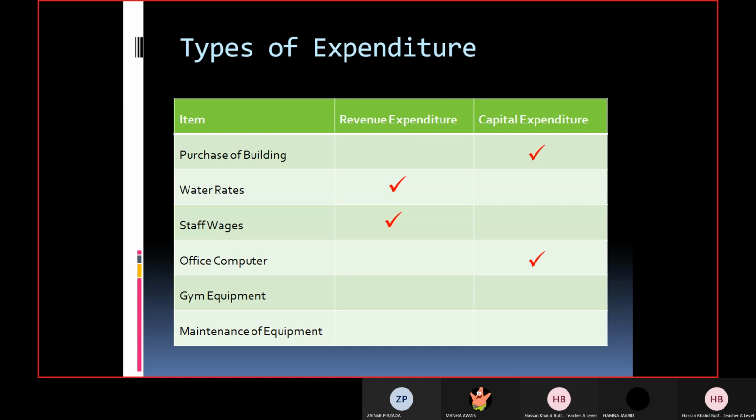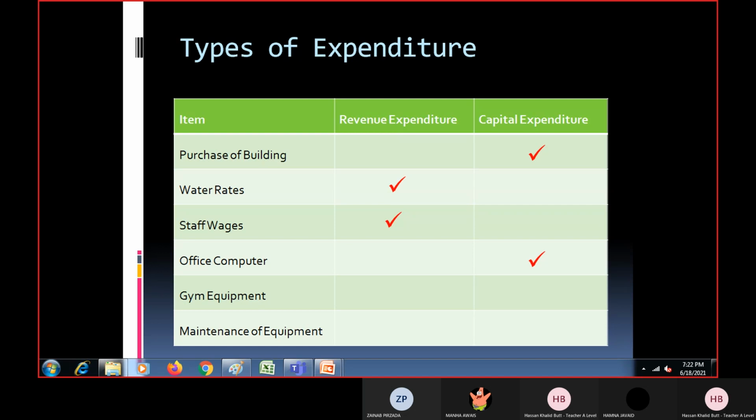Now, gym equipment. Hamna. Sir, gym equipment is capital expenditure because it is a fixed asset and you do not have to pay for it on a daily basis and it increases the capacity of the business. You're absolutely right. But just think about the context of a gym. How does gym equipment increase the capacity of the gym? Can you just elaborate?